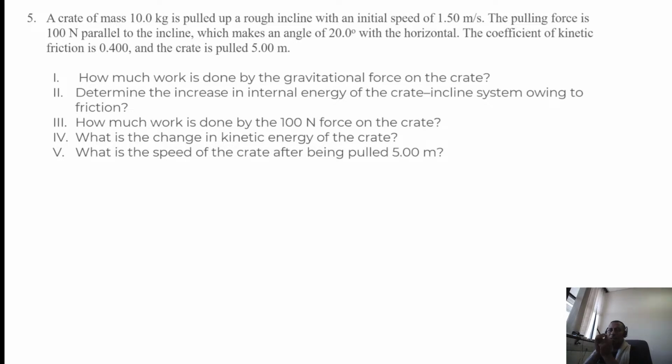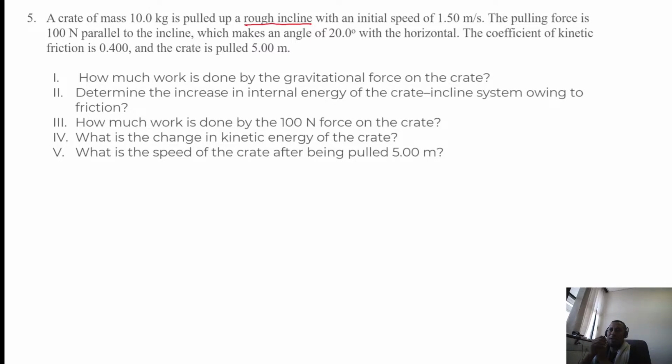The question reads: a cart of mass, which is 10 kilograms, is pulled up a rough inclined plane. It is given that the inclined plane is rough. You should be careful in reading that. With an initial speed of 1.5 meters per second, it was given a push upward on the rough inclined plane. The pulling force is 100 Newton.